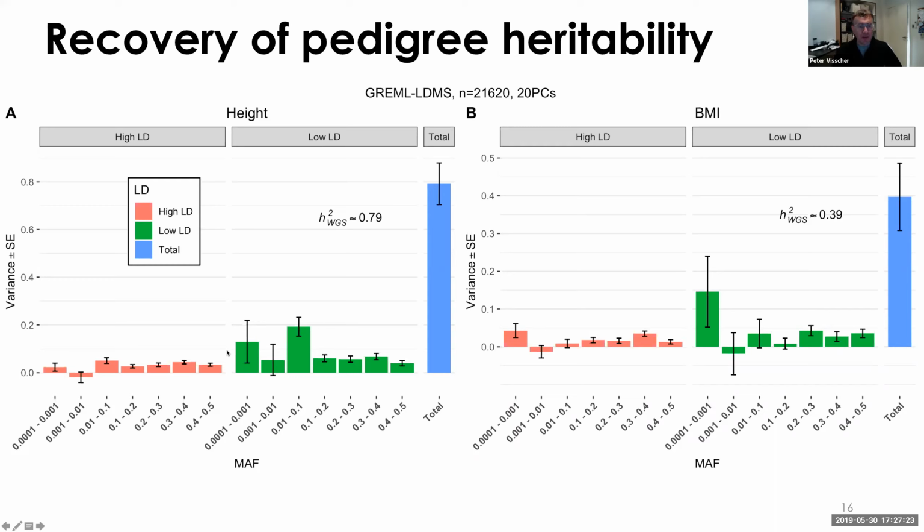And what you can also see, despite the large standard errors, there seems to be an enrichment of genetic variation here in SNPs that are both in low LD with other SNPs nearby, and also have lower frequency, less than, say, 10% or so. Same for height and for BMI.